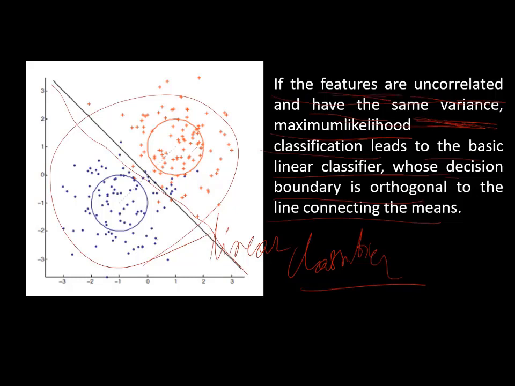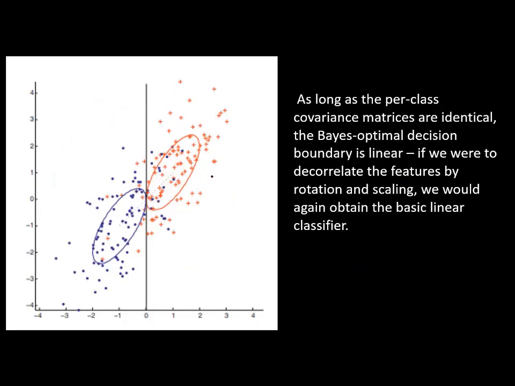If the features are uncorrelated and have the same variance, that is, if the variance for plus and minus is the same, then it appears as a linear classifier. This is what you need to write, along with the figure, right?